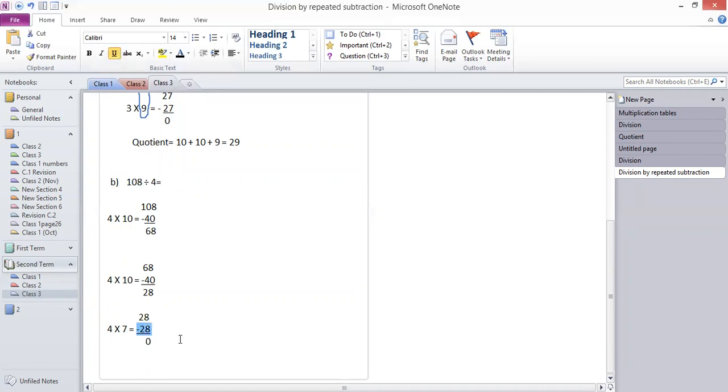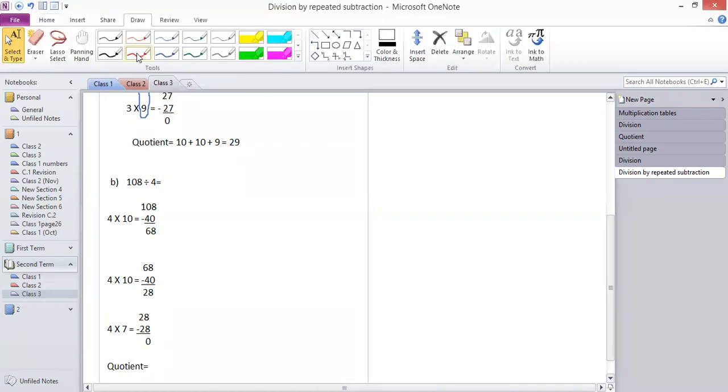Now we will find the answer. For finding the answer, the quotient, we will check the numbers we multiplied with: 10, 10 and 7. So we will add them. 10 plus 10 plus 7. 10 plus 10 is 20 and 20 plus 7 is 27. So the answer is 27.